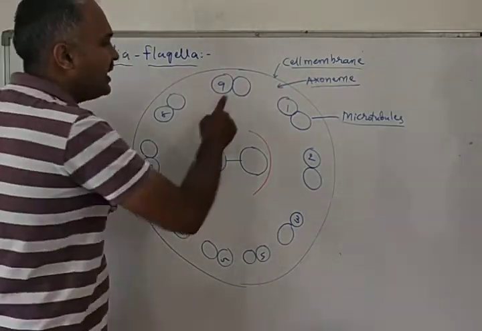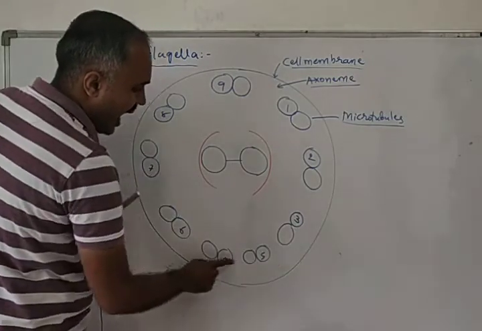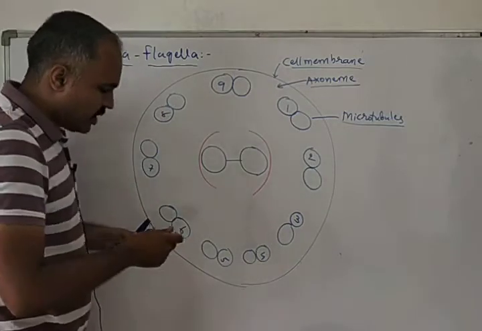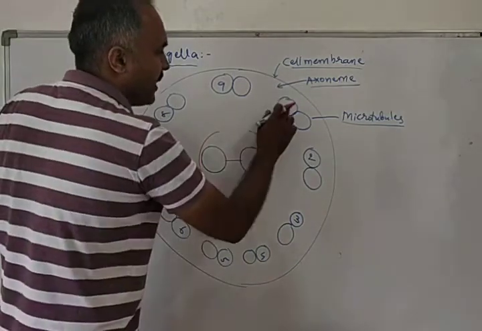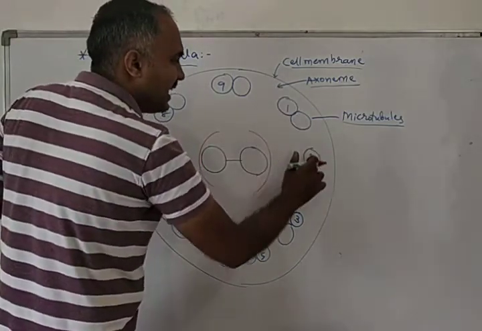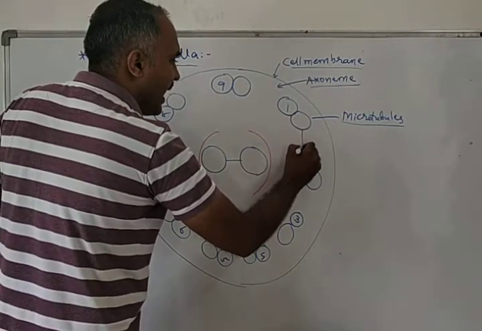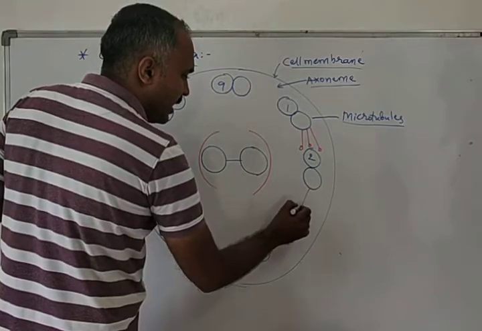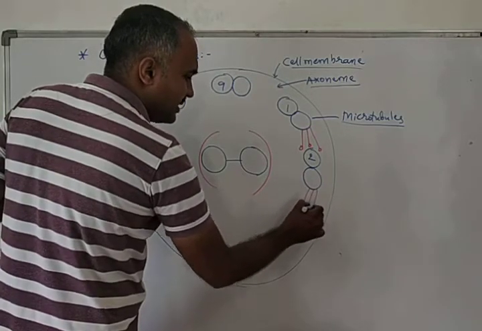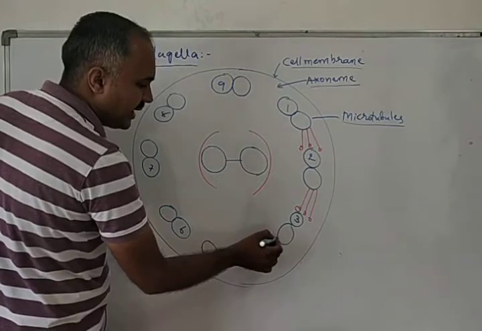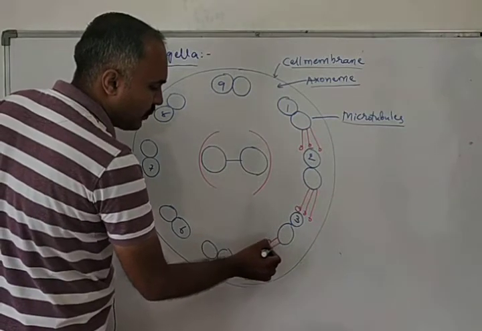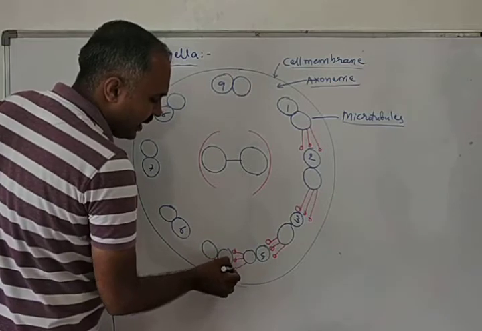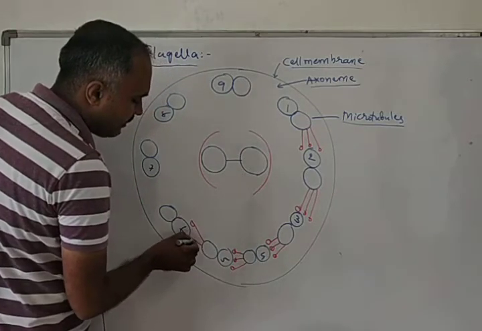Okay, and all these doublets are attached to each other. For example, this is the first doublet, and the first doublet is connected to the second doublet via a linker. The first doublet is attached to the second, the second is attached to the third, the third is attached to the fourth. All are interconnected, and they are interconnected with the help of what?